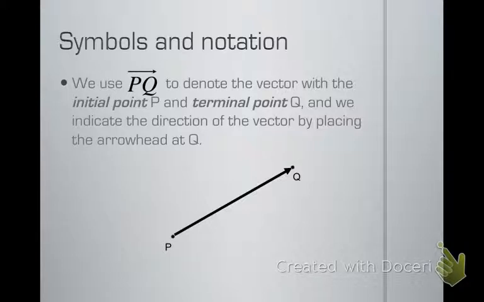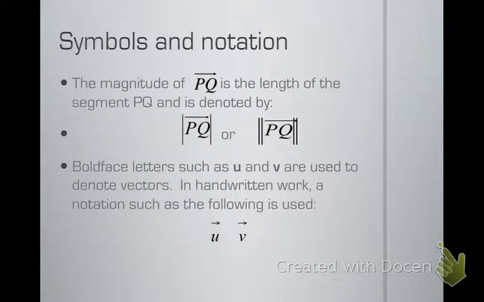If we talk about vector PQ, we use the arrow to show that the vector is starting at point P, the initial point, and ending at point Q, the terminal point. That indicates the direction of the vector. So magnitude is the length of the vector, and vice versa. We can either use a single bar on either side or a double bar. And we could also write vectors as bold letters. It's hard to show bold letters in handwritten work, so we put small arrows over the top of the letters to indicate that they represent vectors.